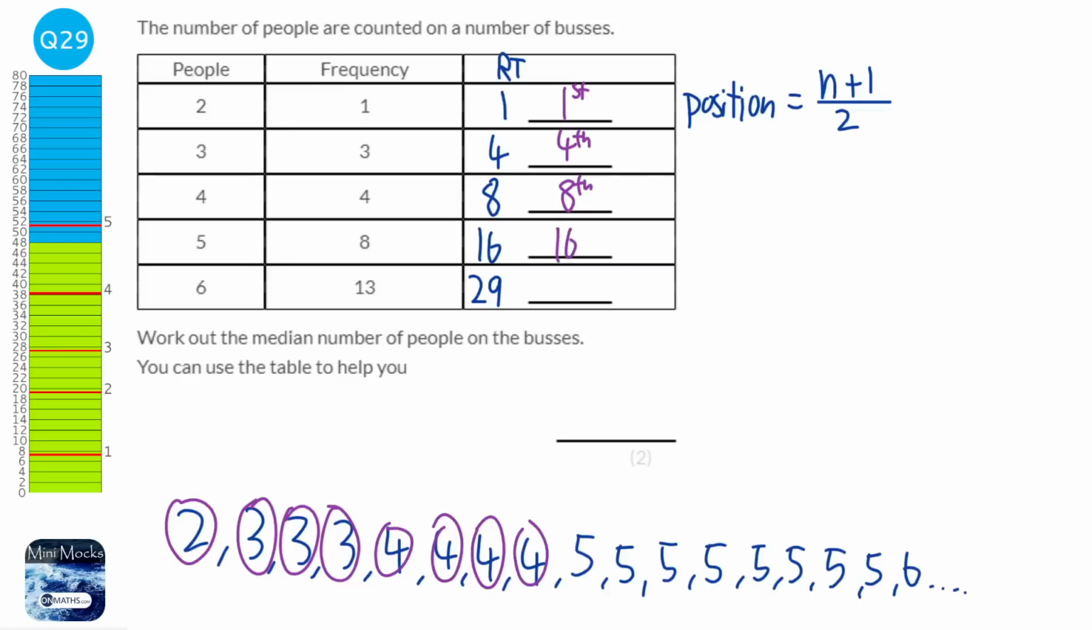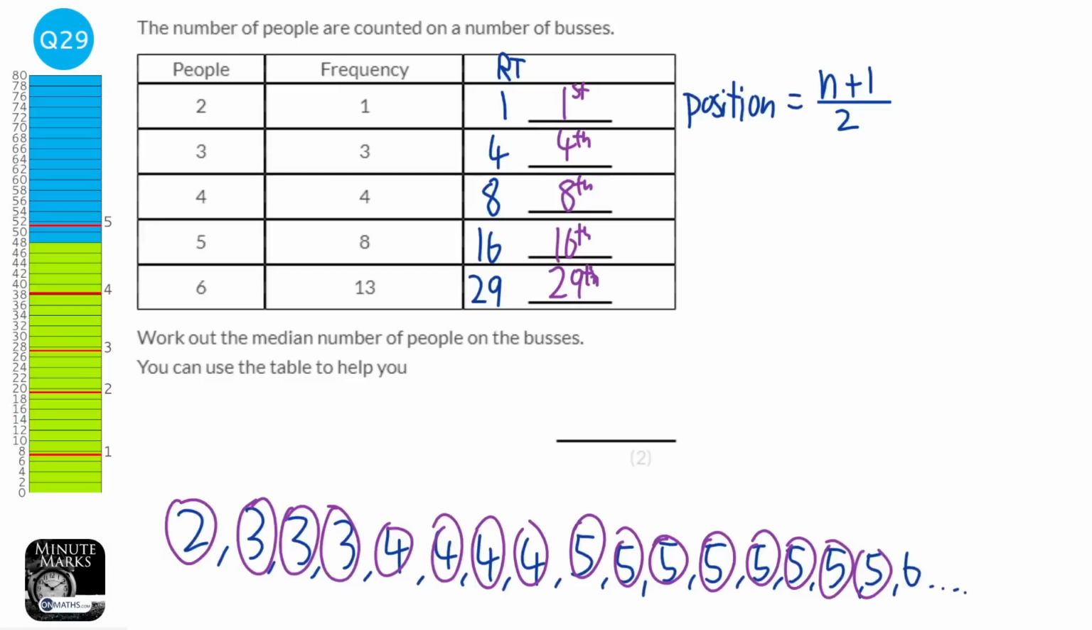This 16 shows us the 16th number is the last number that's a 5. So 9, 10, 11, 12, 13, 14, 15, 16. And this 29 here shows us that the 29th number is just the last number that's a 6. Okay, so let's work out how many numbers there are, and we do that by adding up the frequencies. So we add up all of the frequencies together, and we find out that there's 29 numbers altogether. So 1 plus 3 plus 4 plus 8 plus 13.